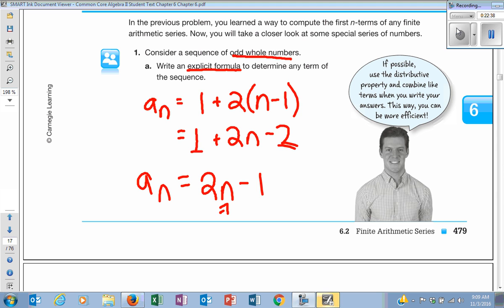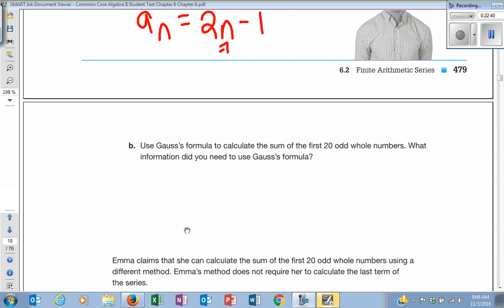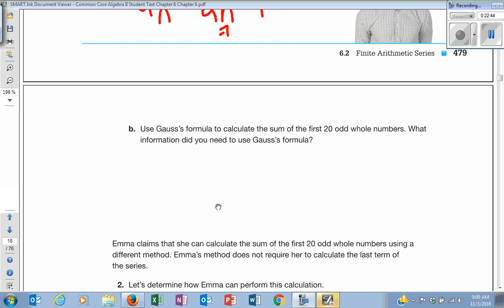The reason we need that is for our next question. It says use Gauss's formula to calculate the sum of the first 20 odd whole numbers. Well, I could write out every odd number all the way to the 20th one. So it'd be 1, 3, 5, 7, 9, keep going. And I'm only at 5, so I've got 15 more to go. Then I would have to add them all together.